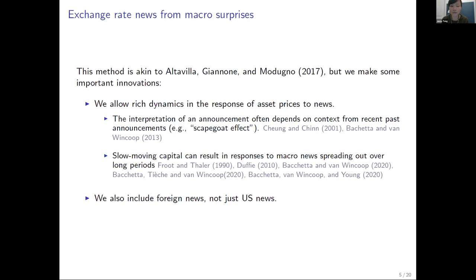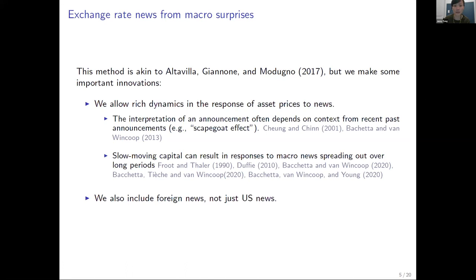There are a couple of reasons that we think this is very important. One is that the interpretation of an announcement often depends on context from recent past announcements, and this is known as the scapegoat effects in work by Paquette and Van Wynkoop. In Chung and Chin, they also survey market participants and find that people trading exchange rates do actually consider past news when they respond to the current announcement. Secondly, there's slow-moving capital in these markets, and this can result in responses to macro news that spread out over long periods of time, as opposed to an immediate response to a macro surprise.